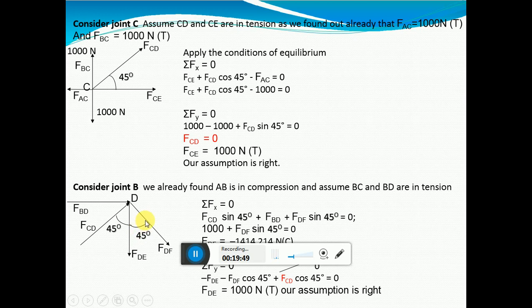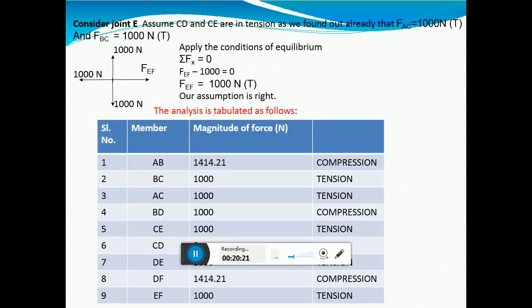FDF is moving towards the negative y direction. When you are resolving it along y, it is minus FDF cos 45 minus FDE, which is equal to 0. This term will be equal to 0. Now substitute the value of FDF, what you got here, including the negative sign, and you get it as 1000 Newton. Since it is tension, you got it as positive, which means our assumption is correct. Next, moving on to the joint E.